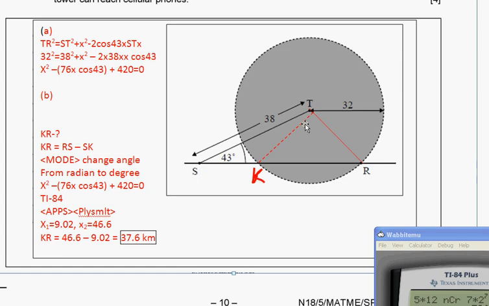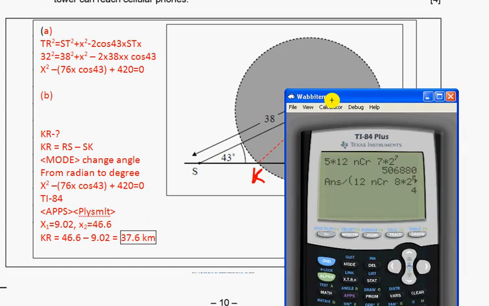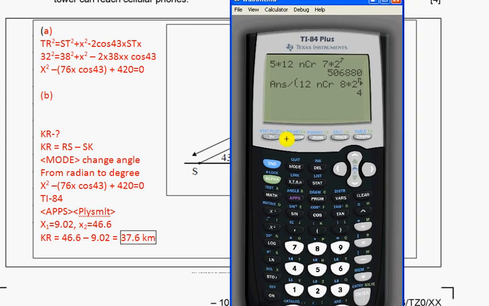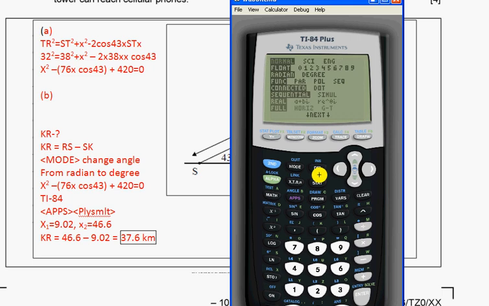So first of all, we will change the mode from radians to degrees because the information is in the form of degrees. So I press mode. Now I go to degree. I press enter. So I change radians to degrees. So I clear. Right. Okay.